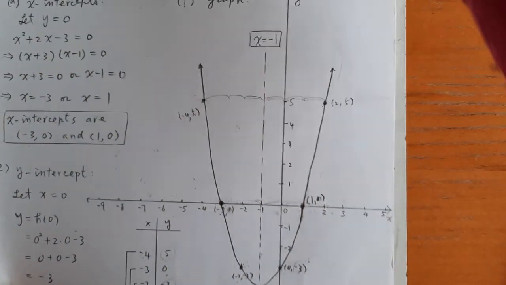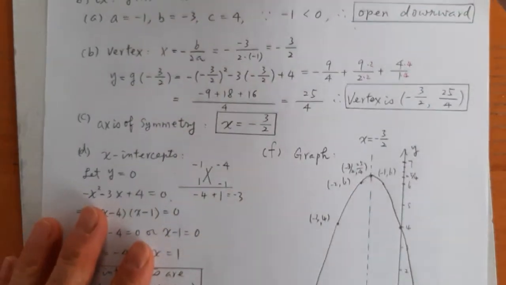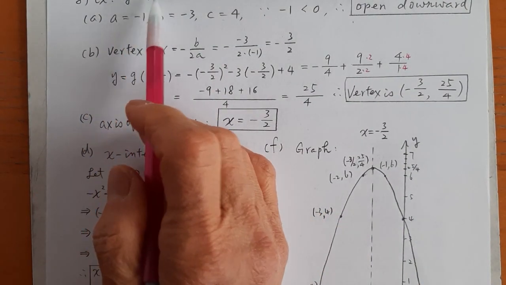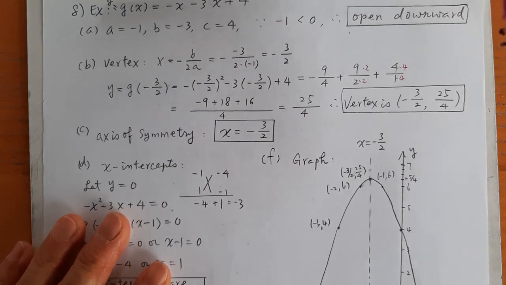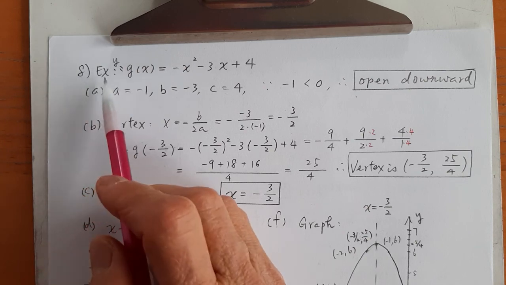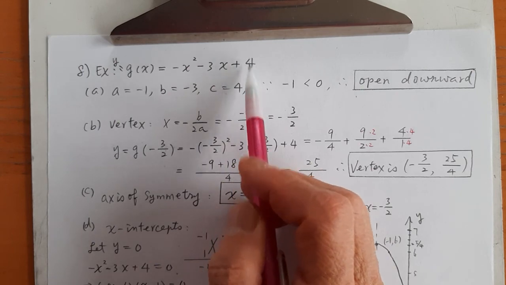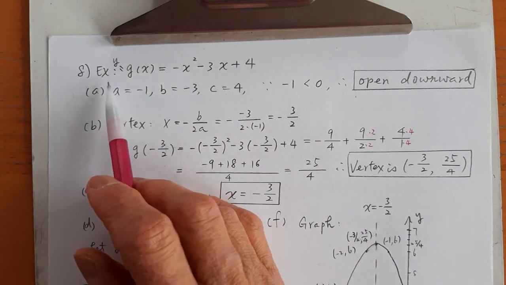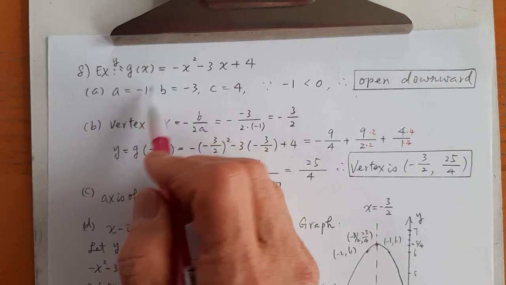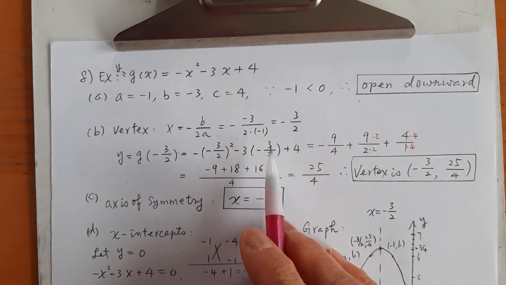The next question, next example. Example for question 8. Y equal g of x equal -x squared minus 3x plus 4. A, open up or open downward. First, you have to look at a. A is -1, b is -3, c is 4. This a we call the leading coefficient.